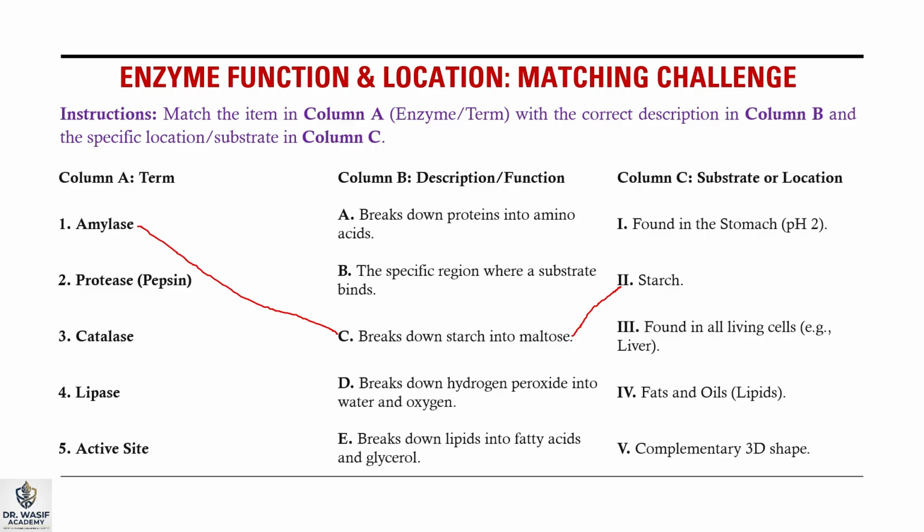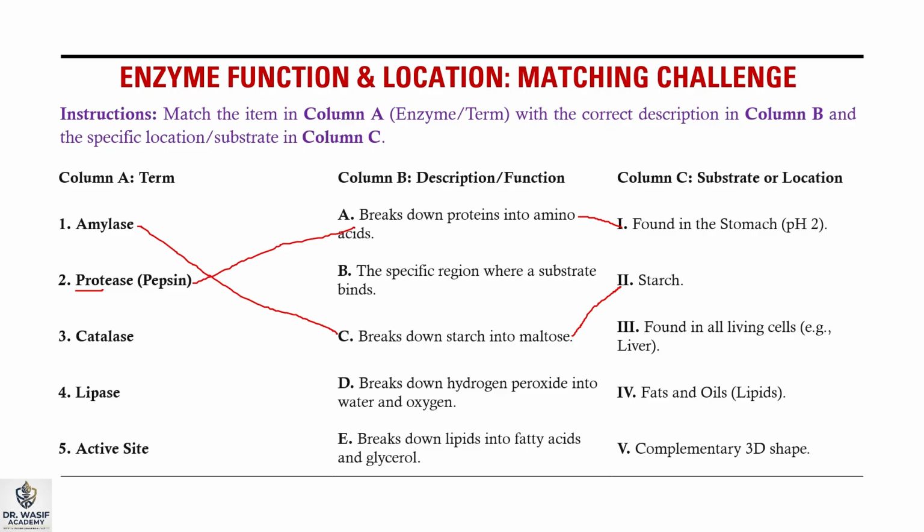Now let's look at protease, that is pepsin. Protease matches with A, that is breaks down proteins. Remember with this term, protease is effective with proteins. And then this is found where? Pepsin is found in the stomach. As we saw in our pH question, if you remember, pepsin is our stomach specialist that thrives in highly acidic conditions to tear down dietary proteins.